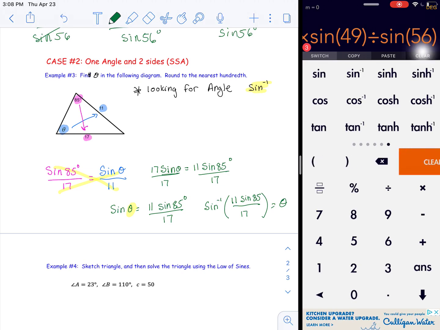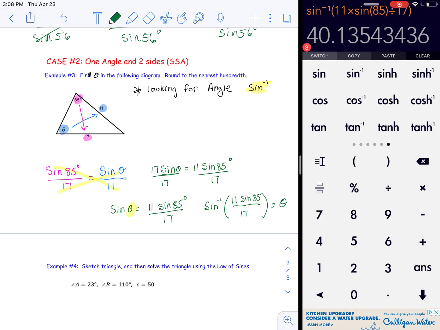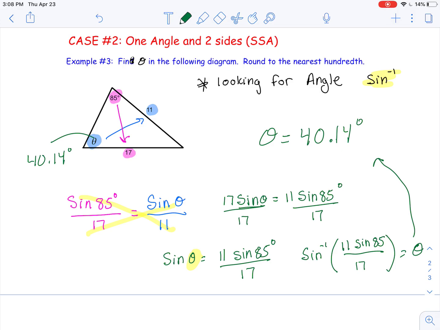I am going to plug into my calculator. I'm now going to use the sine inverse. And I'm going to say 11 times sine 85, go outside the parenthesis there, divided by 17. Hit equal. And my angle, my theta, or my angle, is equal to 40.14 degrees. So we now solve for this angle. It's 40.14. So that's how you solve for an angle.